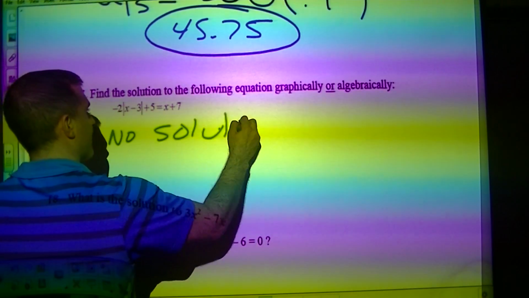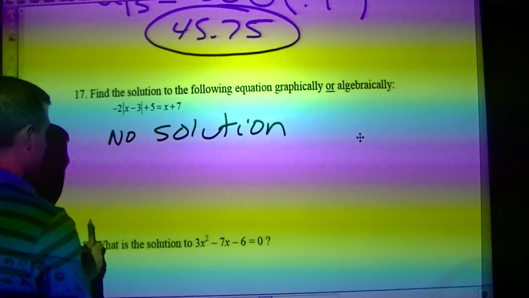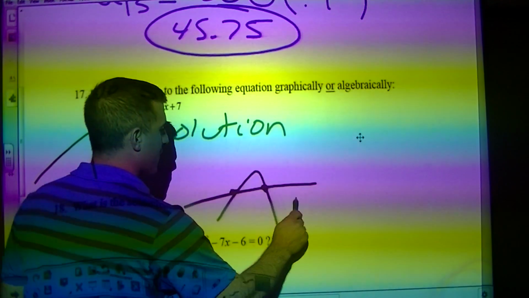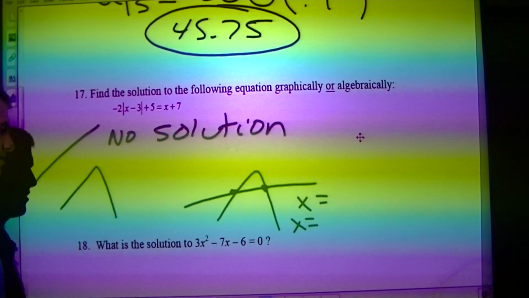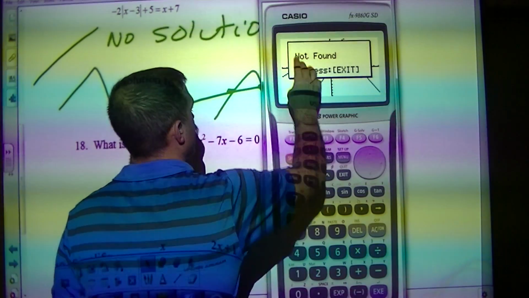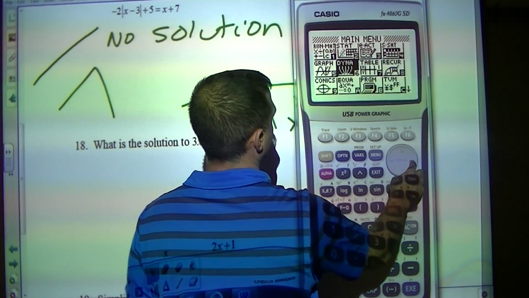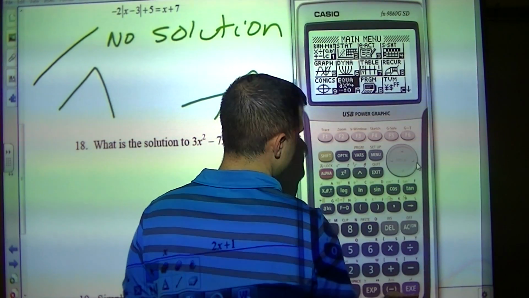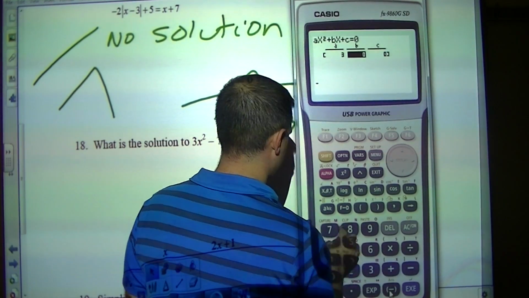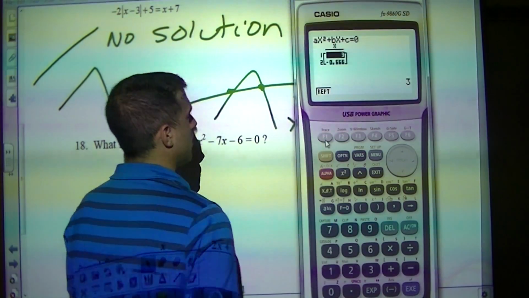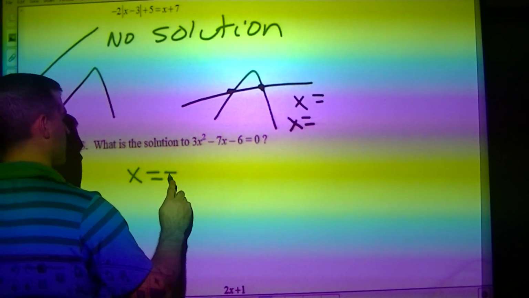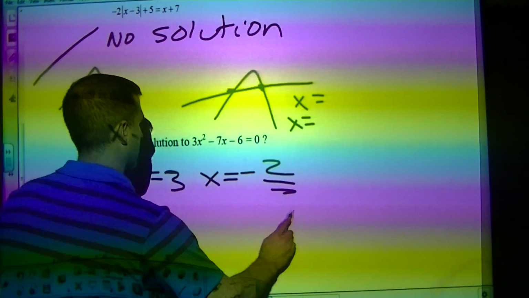Okay? If for something it did cross, all you're looking for out of there is the x coordinates, no y's. What are the solutions to that? The way I would do that is I'd go into menu, equation, polynomial, degree 2, 3, -7, -6, and solve. And my 2 answers are x equals 3 and x equals -2/3.